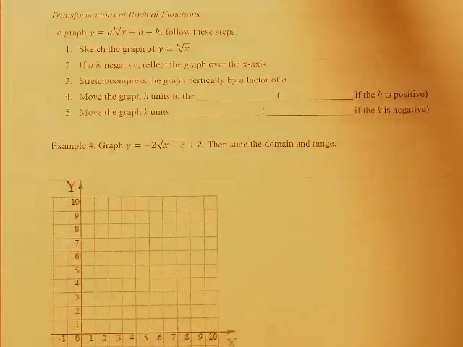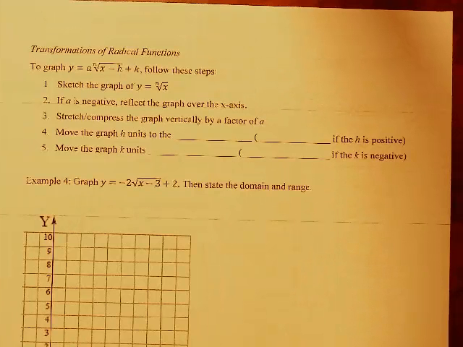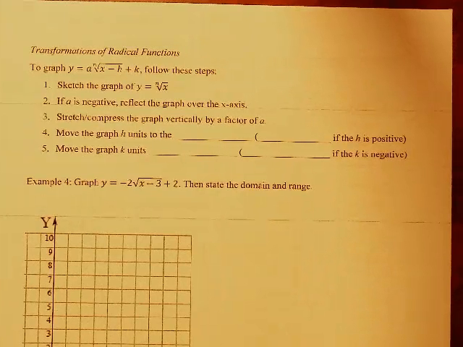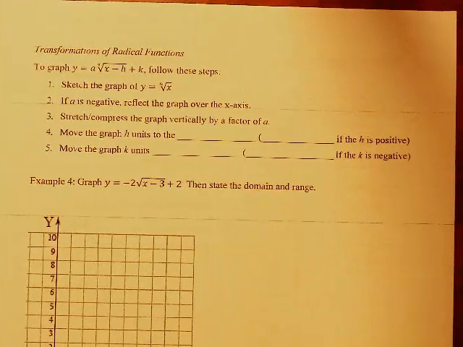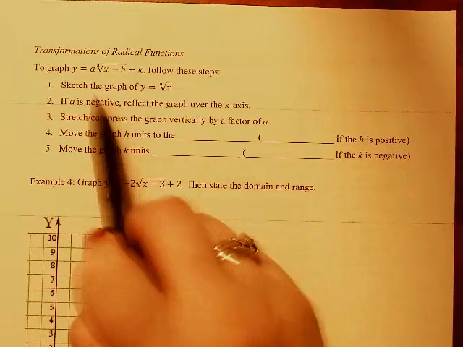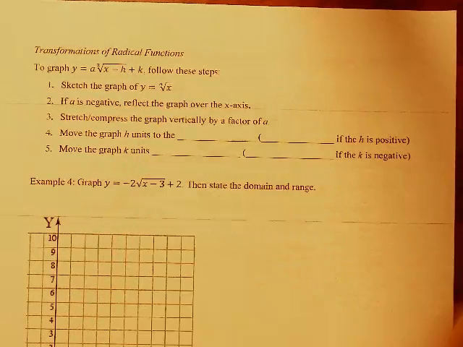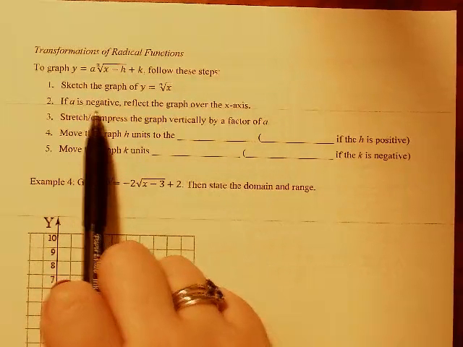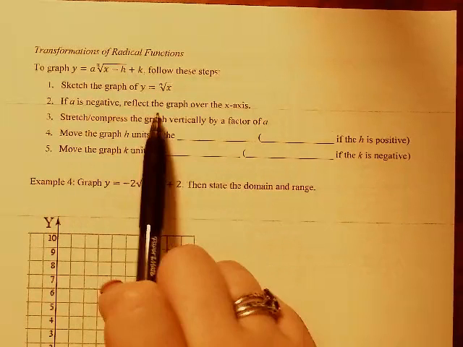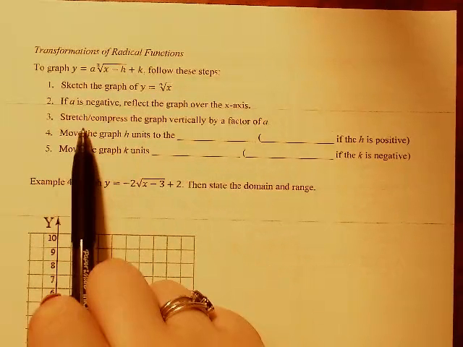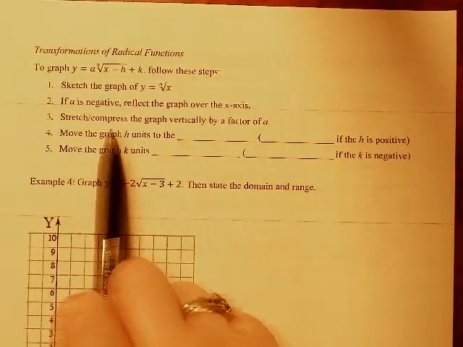Now we're on to transformations. So, to sketch a graph of y equals a times the nth root of x minus h plus k, follow these steps. First step is to sketch a graph of y equals the nth root of x. If a is negative, second step, reflect the graph over the x-axis. Step 3 is to stretch or compress the graph vertically by a factor of a.